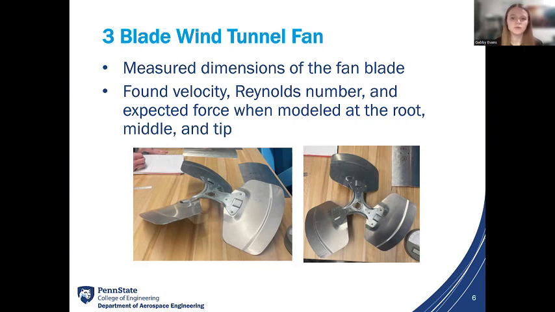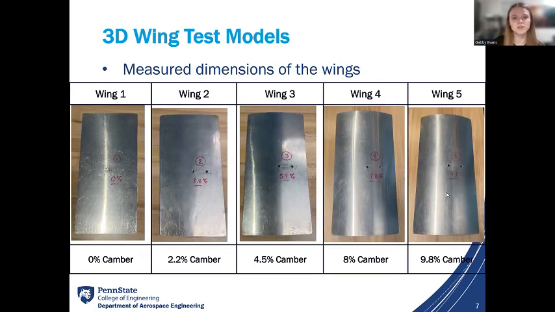The first point was the root, which is the center of rotation in the middle. The next point was just the middle of the blades of the fan, and then the last point was the tip of the blades. And for context, the Reynolds number is just a unitless aerodynamic number that tells us about the airflow. And as we expected, we found that all three of these values increased as you go outward on the fan. To find these, we actually also needed some information about the 3D wind test models we used.